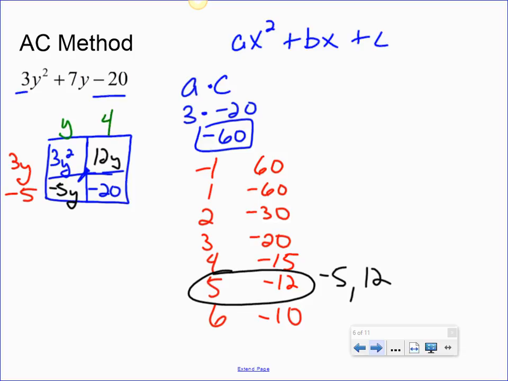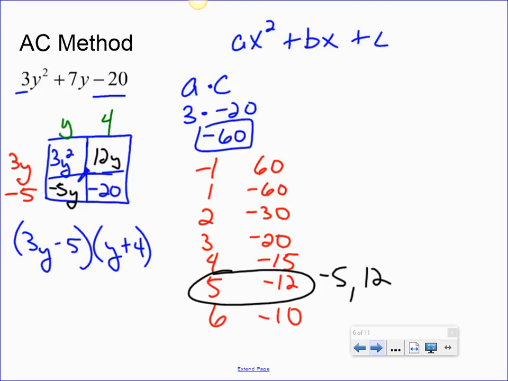Okay, so what would this factor into? I would say that this factors into then a 3y minus a 5 and a y plus a 4. Okay, you could have used the same idea and applied it to the grouping method. How would you have done that?